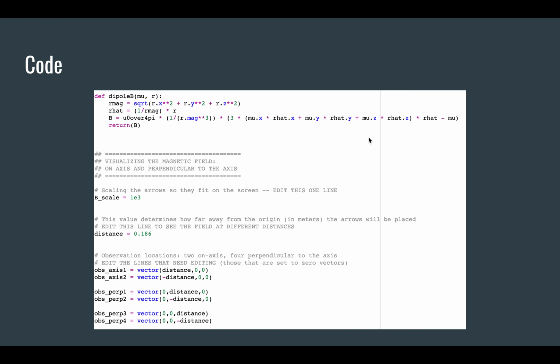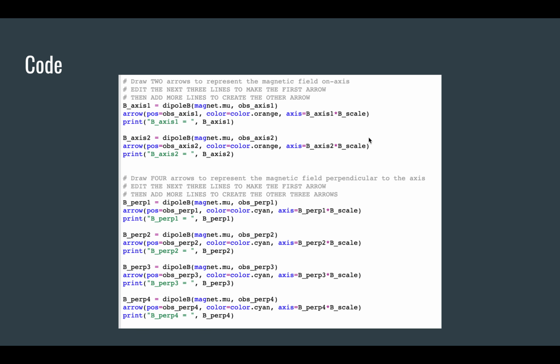The first thing I did was define a function for calculating the magnetic field due to a dipole with a given magnetic dipole moment and a specified observation location. I used the formula I mentioned earlier, shown here again for reference. I then set the locations for 6 of the 7 points where I'd be visualizing the magnetic field. 2 of these points were on the dipole axis, while the other 4 are perpendicular to the dipole axis.